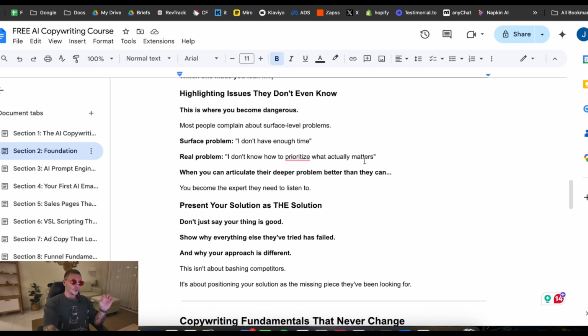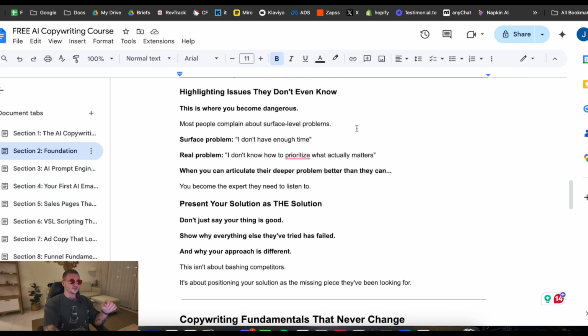So what we also want to do is highlight issues that even they don't know. This is what I would call finding underlying sales angles. It's things that when people are told this about their problem or their situation, they're like, oh shit, that's me, but I've never really thought about it that way. So this is where you become a really dangerous copywriter.